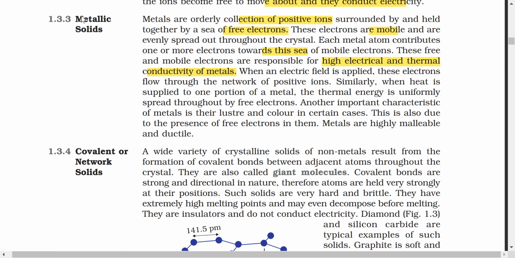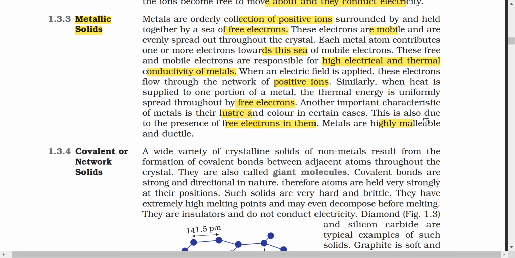So metallic solids, अभी तक हमने देखा सिर्फ metallic solids ही conduct कर रहे हैं normal state में. When an electric field is applied, these electrons flow through the network of positive ions. हम conventional basis पे लेते हैं positive ions flow करें. Similarly, when heat is supplied to one portion of a metal, thermal energy is uniformly spread throughout by free electrons. Another important characteristic of metal is their luster and color. And in certain cases, this is also due to the presence of free electrons in them.